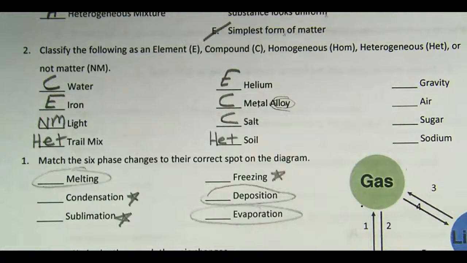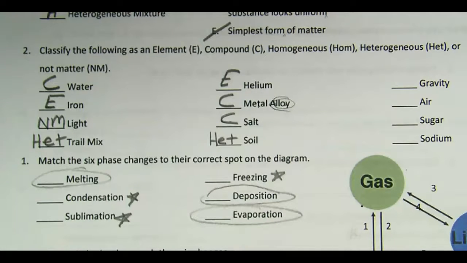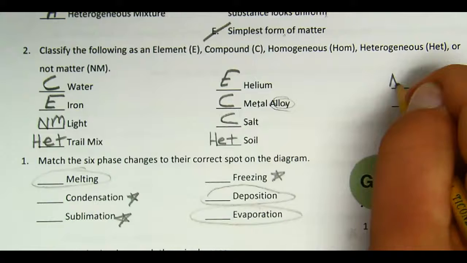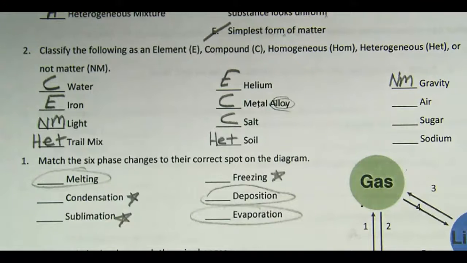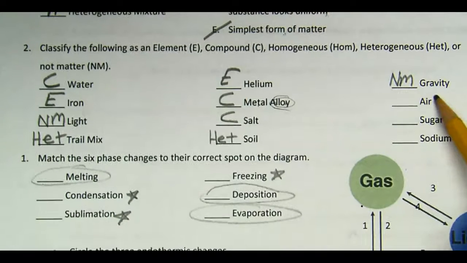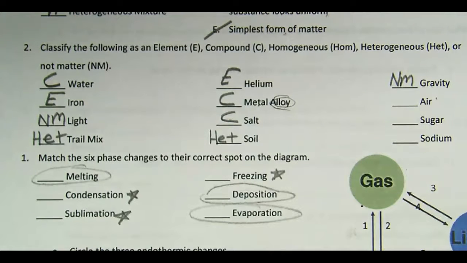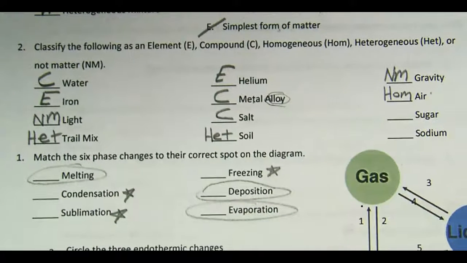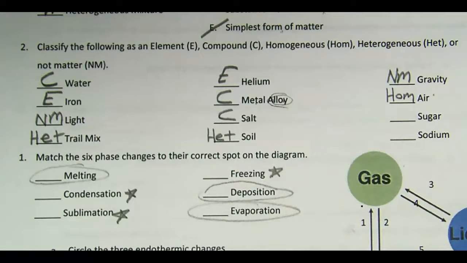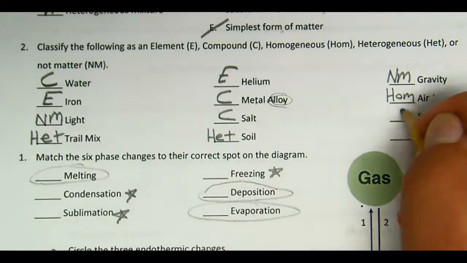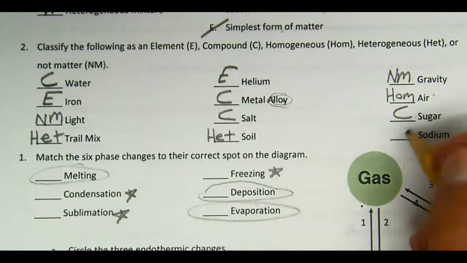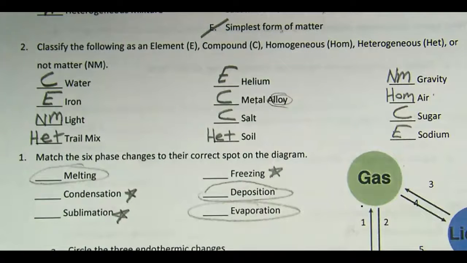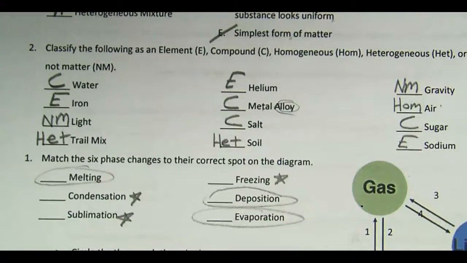All right. Gravity. Oh, gravity. I don't know the rest of the words, but that is not matter. All right. Air. Air has so much in it. There's so many elements. There's so much material that we can't even see, but it's a big mixture. And I can't see different parts of the air. So that's a homogeneous mixture. What about sugar? That is a compound. And sodium is an element. Any questions on number 2?